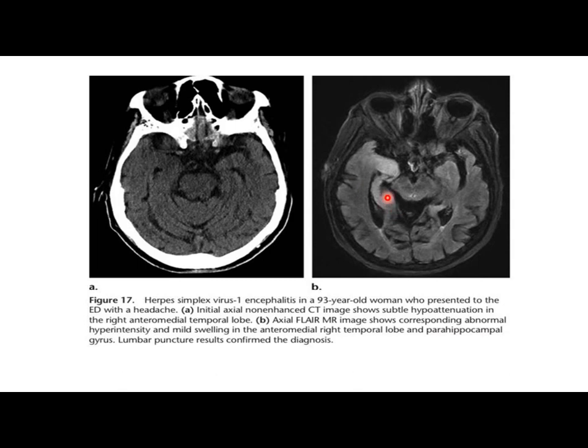93 years old, presented with the headache. The axial non-enhanced CT scan will show subtle hypoattenuation in the right anterior medial area of the temporal lobe. And the FLAIR will show corresponding hyperintensity in the same area. This is hypointense in here, and here it is hyper.